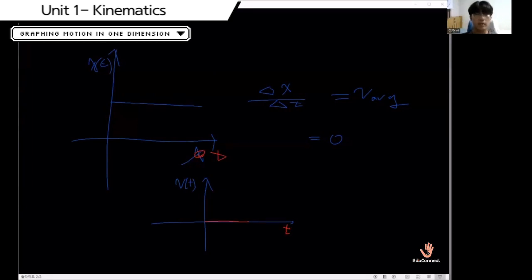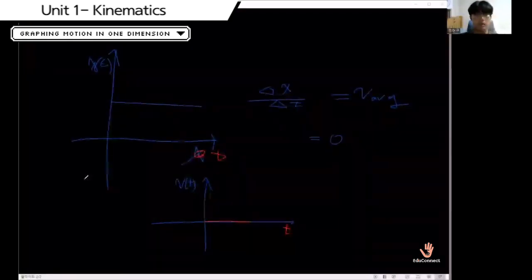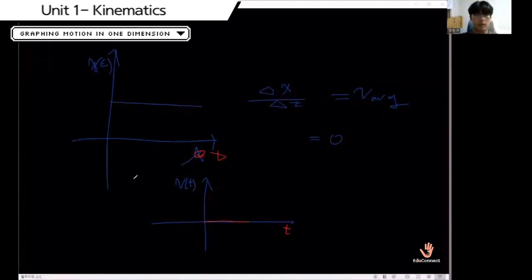The value of the velocity at any given time can also be determined from the coordinates of the velocity time graph. In this case, we see that the velocity is constantly 0. Next, recall that acceleration is defined as a equals delta v over delta t, which is actually the slope of the curve on the velocity time graph.